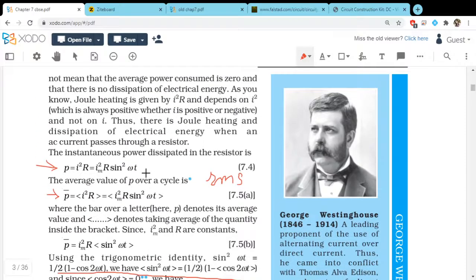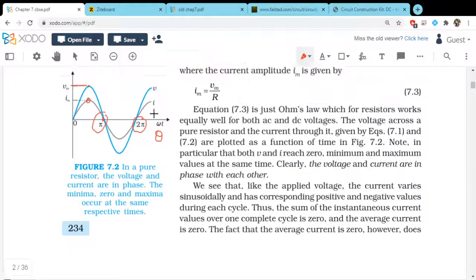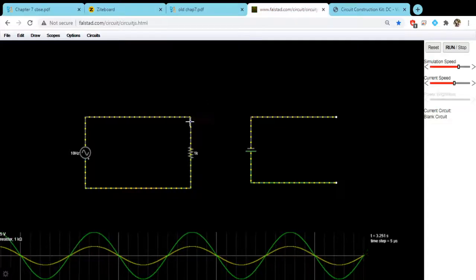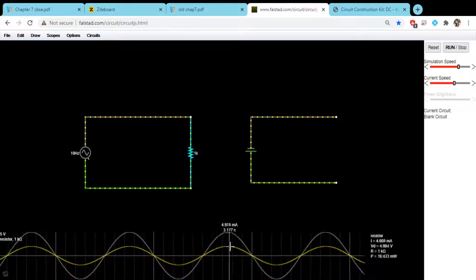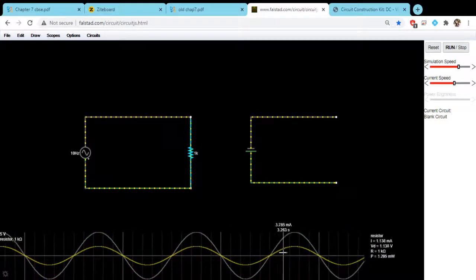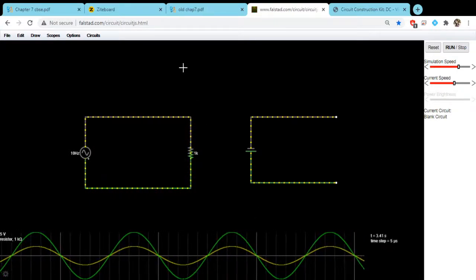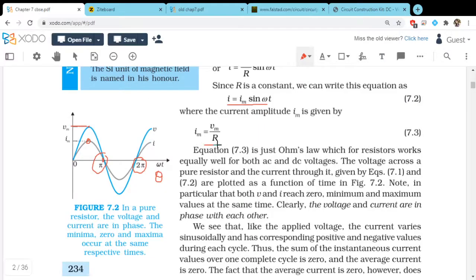So in the next video we will start right from the average quantities, how to calculate the average quantity. We stopped at this equation, i is equal to Im sin omega t, and we understood that when a resistor is connected to the AC source, voltage and current vary in accordance with each other, meaning they have phase difference 0. So this is up to this point. Now we will continue in the next video.